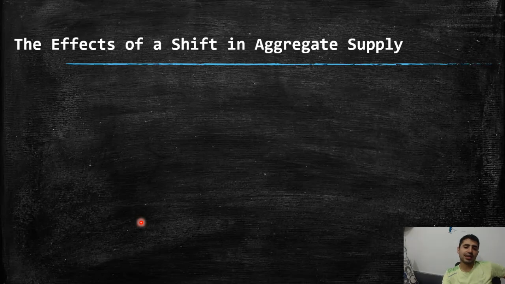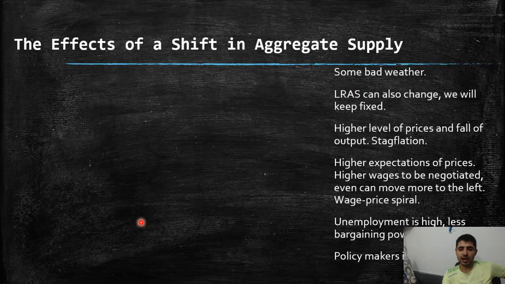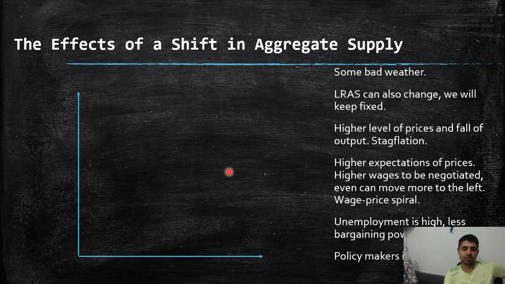What about the effects of a shift in aggregate supply? Imagine a situation of some bad weather. The long run aggregate supply can also change, but we will keep it fixed for this explanation. And we have a higher level of prices and a fall in output, which is what we call stagflation. So let's have a look here.